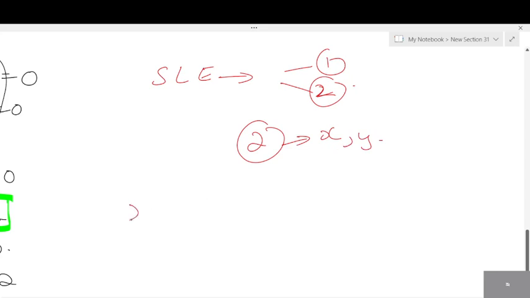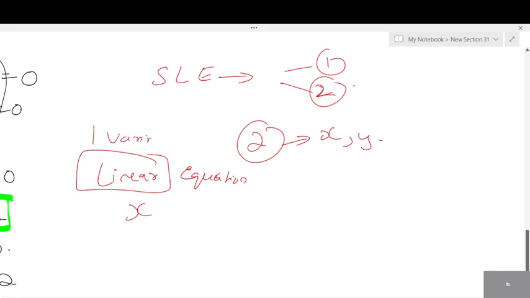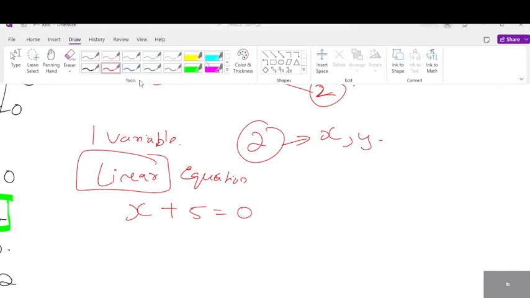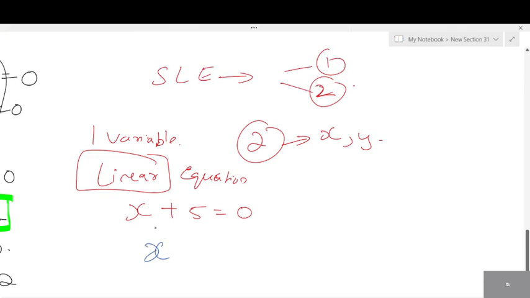Okay, three methods. For example, look here. Linear equation. You studied this last year. The meaning of linear equation is only one variable. That is x plus 5 is equal to 0. How do you find the value of x? If you want to find the value of x, what happens to plus 5? So what you get? x is equal to minus 5.